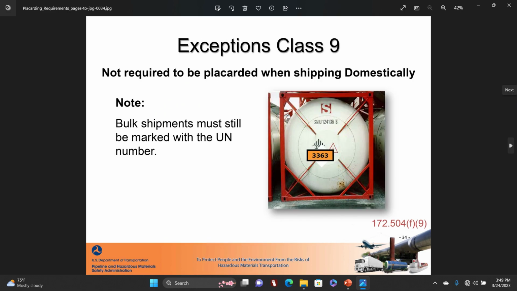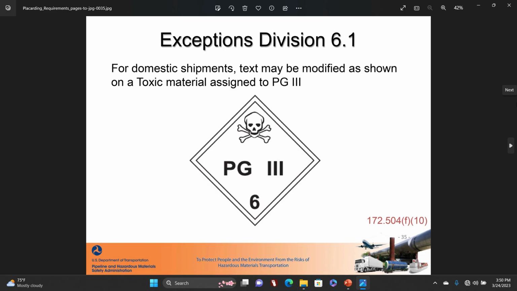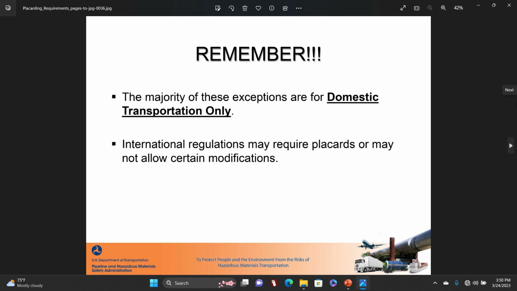Class 9. Non-bulk Class 9 shipments are not required to be placarded when they're shipping domestically in the United States. However, if they are bulk shipments, they must be placarded with the UN number. 6.1 may be modified to use packing group 3, 6.1. Again, this is the white skull and crossbones, meaning non-inhalation.